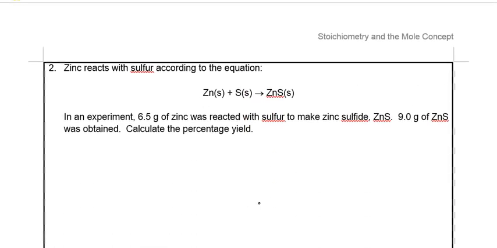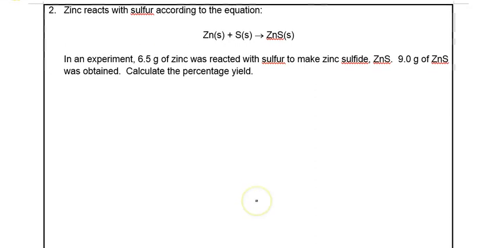Question number 2. Zinc reacts with sulfur. According to the equation, zinc plus S gives me zinc sulfide. I have 6.5 grams of zinc here. It reacts with sulfur to give me 9.0 grams of zinc sulfide. What is the yield? So yield means that I should actually receive something more than 9 grams of zinc sulfide. So let's calculate from the front of the equation to the back.